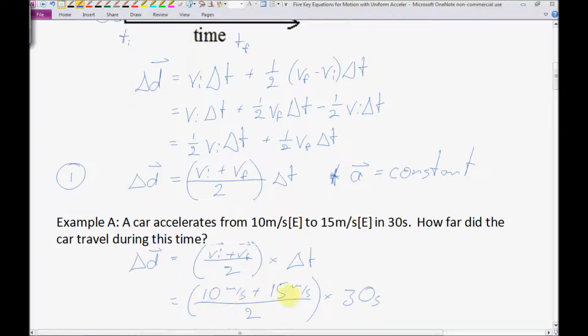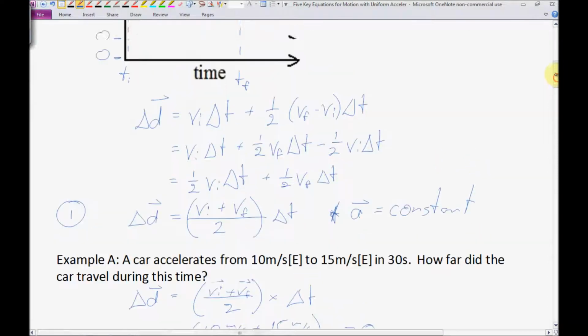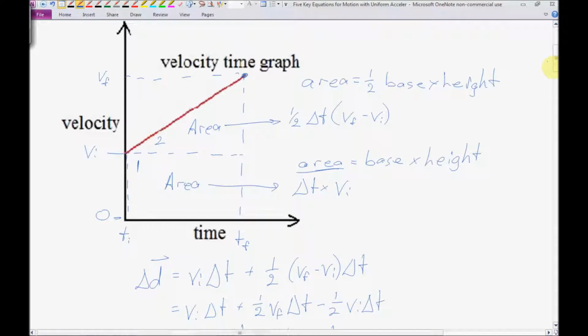Basically, if we take 10 plus 15 over 2, it's kind of like we're taking the average velocity and then multiplying by the time that the car was accelerating. If you think about it in terms of the graph, that makes sense. We're basically taking the average of these two values, so the spot right in the middle of the curve, and multiplying it by delta t across the graph. So it's kind of like we're taking the area of a rectangle, if we think of it that way.